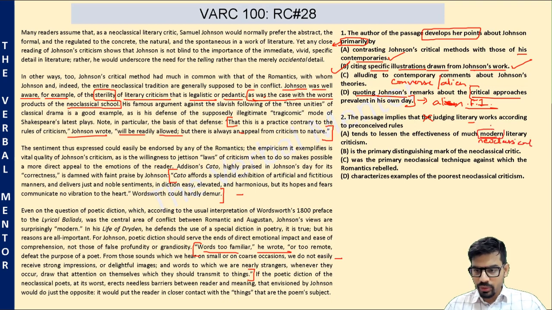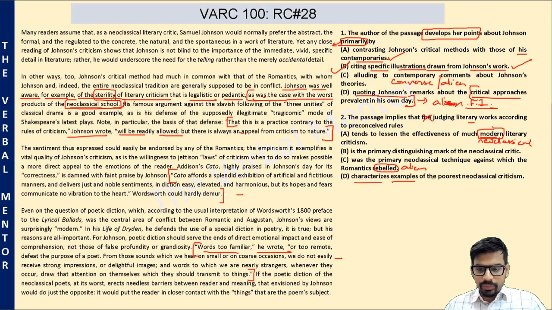So this part is problematic here. We're talking about the futility of neoclassical works because of their too much reliance on rules of writing. Okay. Option B, is the primary distinguishing mark of the neoclassical critic? No. Was the primary neoclassical technique? No. Against which the romantics rebelled? No. Alien. There's no rebellion.